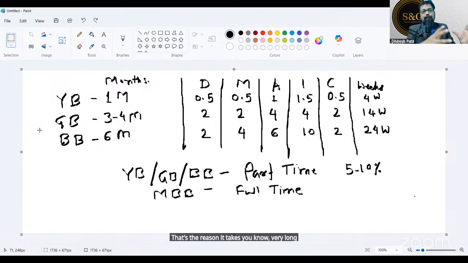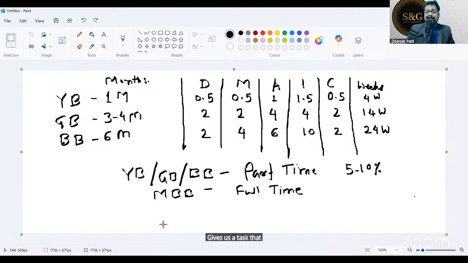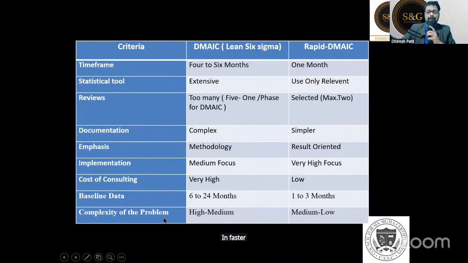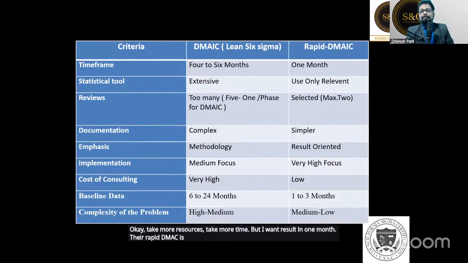So we have a modified version of DMAIC, which is called the rapid DMAIC model. If management gives us a task that there is a green belt project, but I want the result in a faster duration, I cannot give you 3 months, I want the result in 1 month. Take more resources, take more time, but I want the result in 1 month. Rapid DMAIC is a perfect model, where you can use the tools I have already given you.